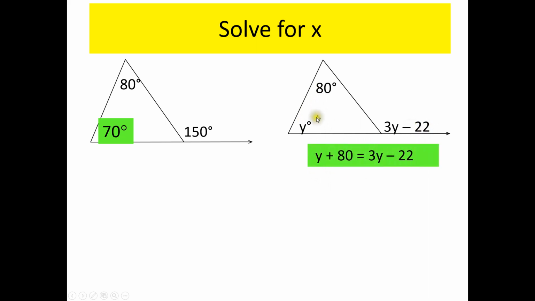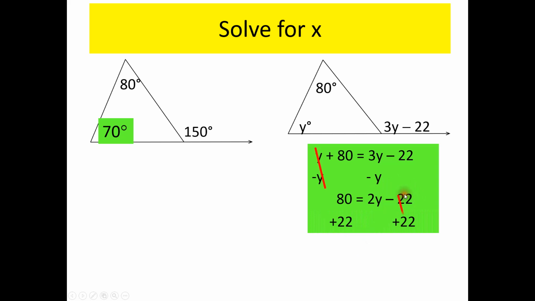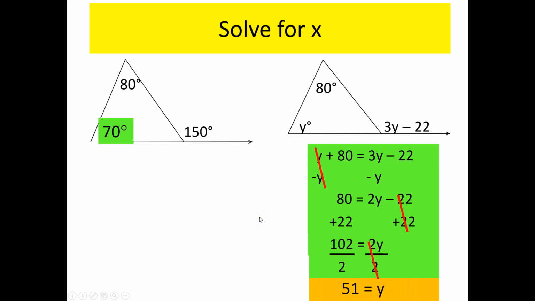So we say y plus 80 equals 3y minus 22. Okay, y on both sides. Get rid of the smallest y. Subtract that. Cancel. And now you got to get rid of the minus 22, right? Add 22. Cancel. That's 2y is equal to 102. Divide by 2, and you get 51. Okay?